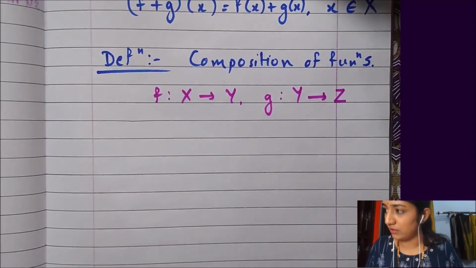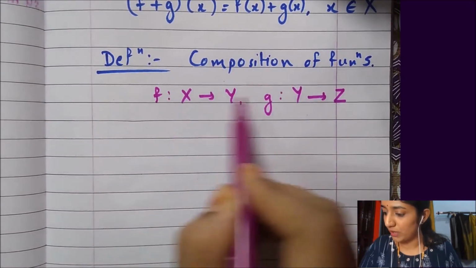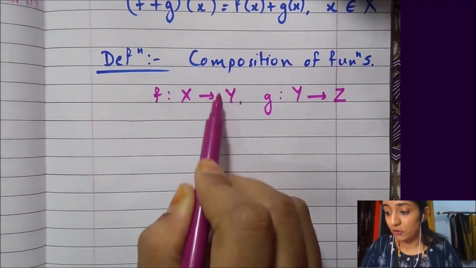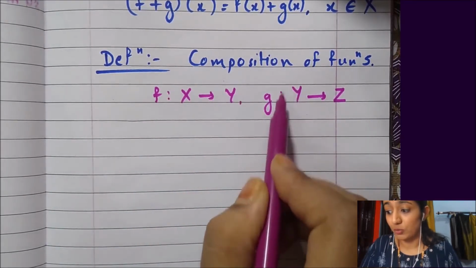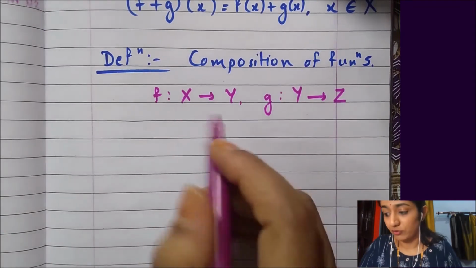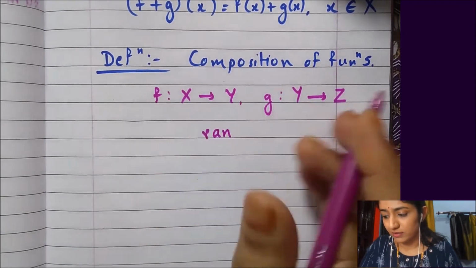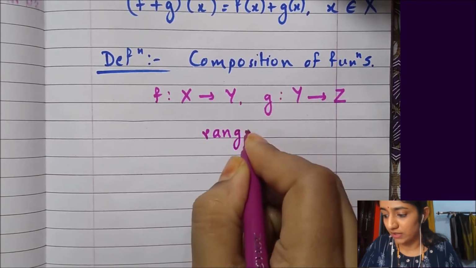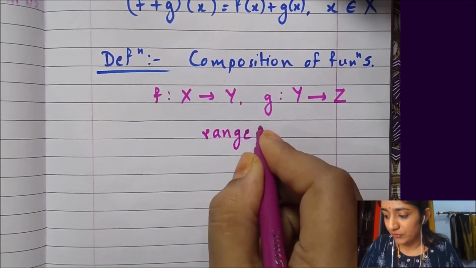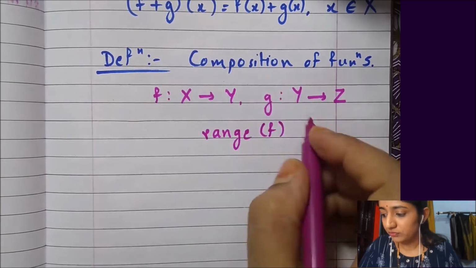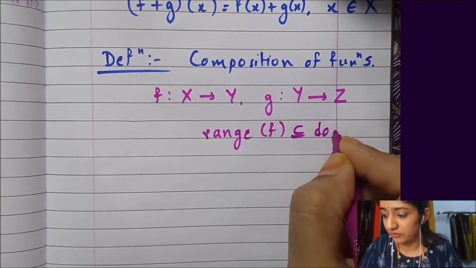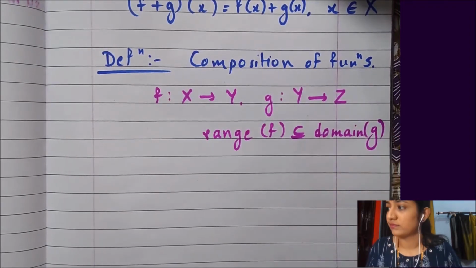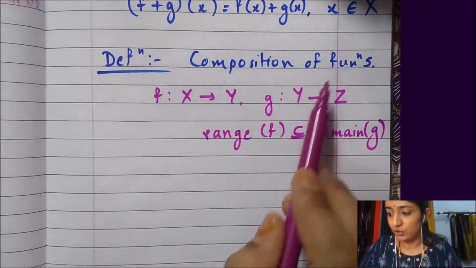Now did you see what happened here? The domains are different, codomains are different, but the codomain of f is the same as the domain of g. So what we want is, even if the codomain and domain are different, it's fine, the range of f should be inside the domain of g. This is the rule.